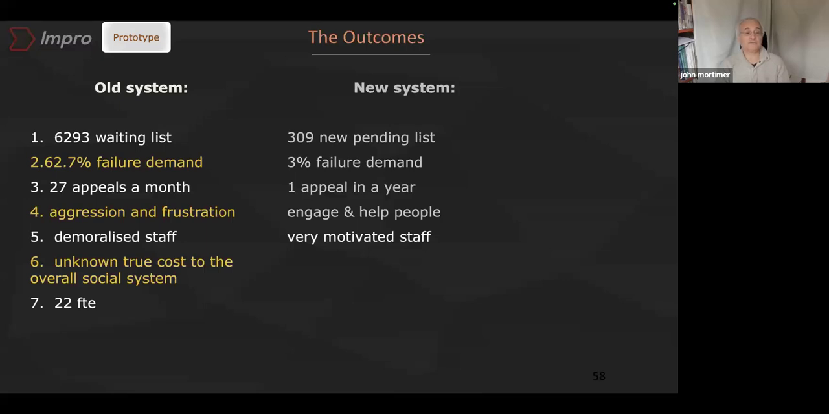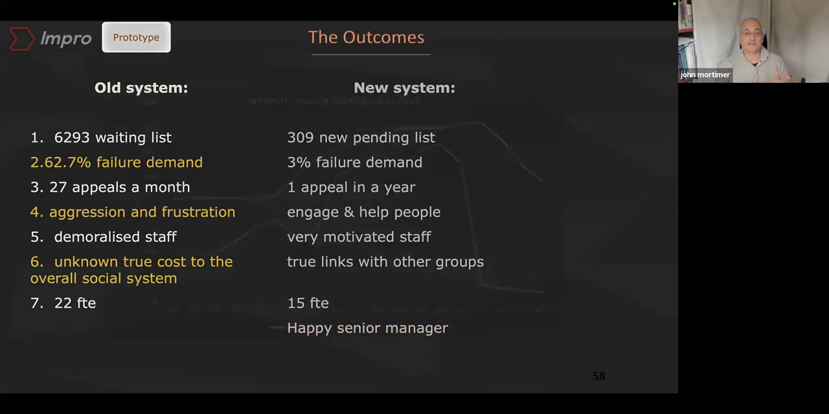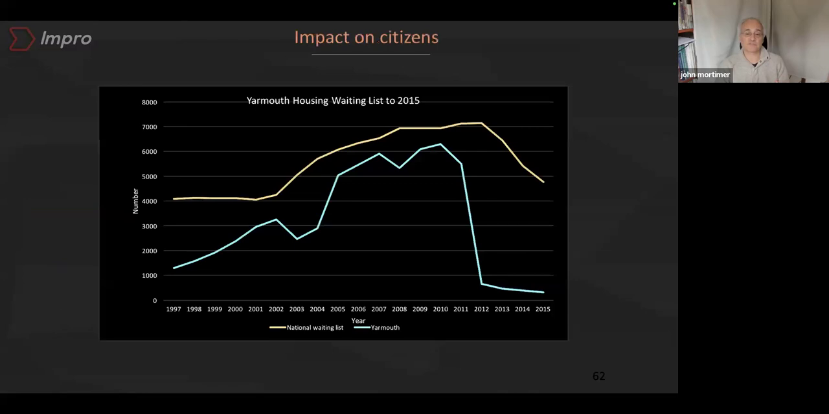Before, we didn't know the real cost of this because it was complex and it strayed into other services as well. The team developed true links with other groups because they were looking at this end to end. End to end means that you have to go into other organizations, by the way. And instead of 22 full-time equivalent people in the department, we only needed 15. So that's the impact. Oh, and a happy senior manager. That was the impact of a new way of working in a service like this, and that extends to all different types of services as well.